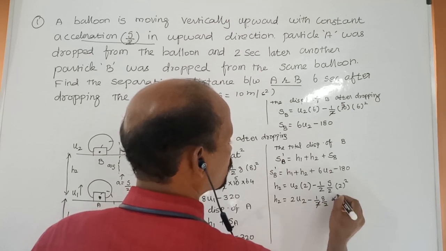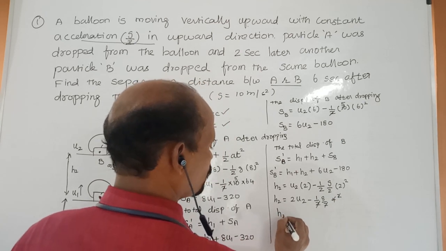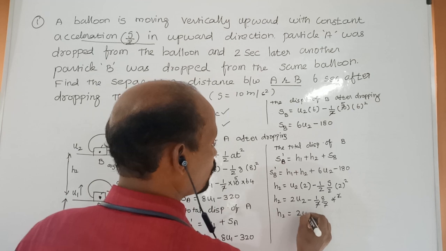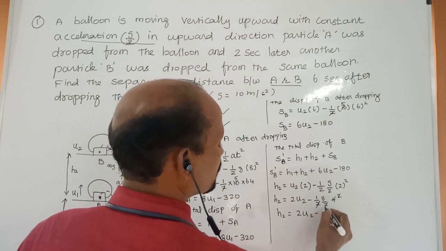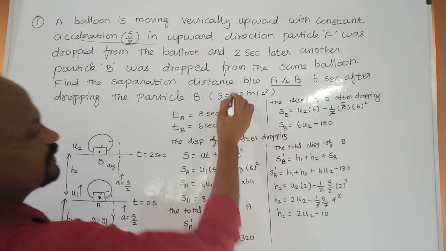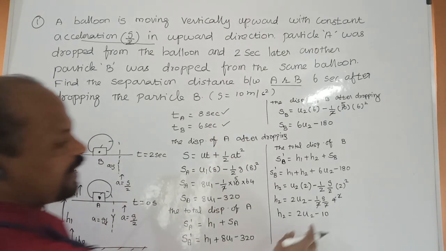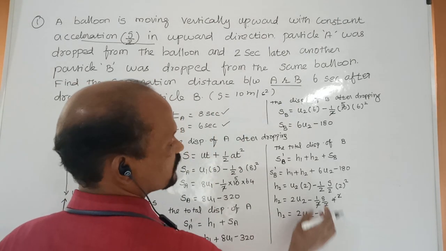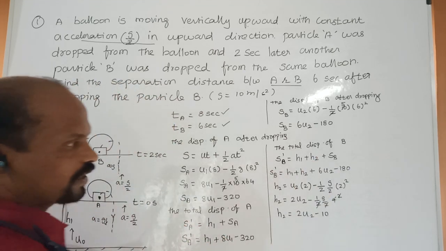So H2 equals 2u2 minus g, and here it is given g equals 10. This is the value of H2. Then we can substitute the value of H2 also.